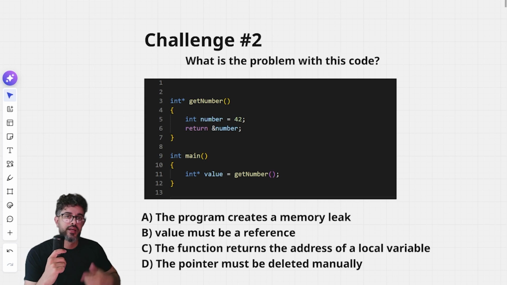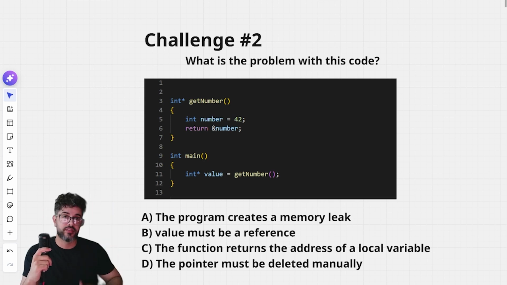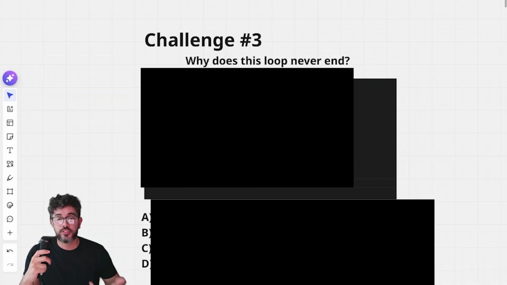Time's up. How did you do? Leave it in the comments or wait until the end and then leave it in the comments. But for now, let's move on to challenge number 3. Okay, and we're on to challenge number 3.